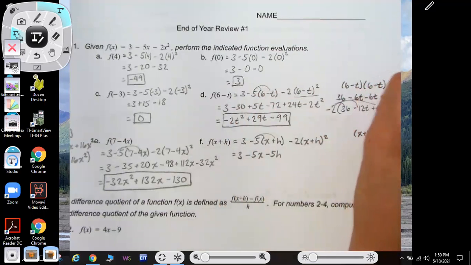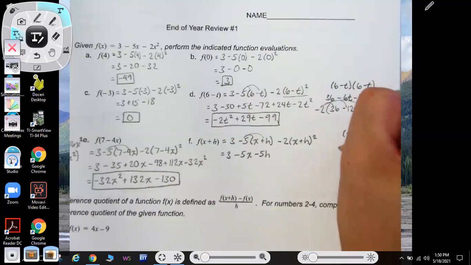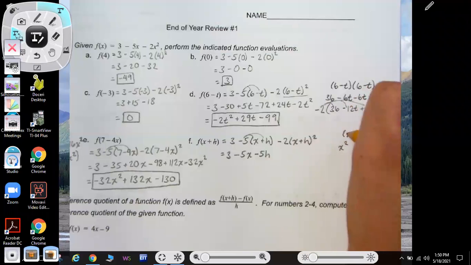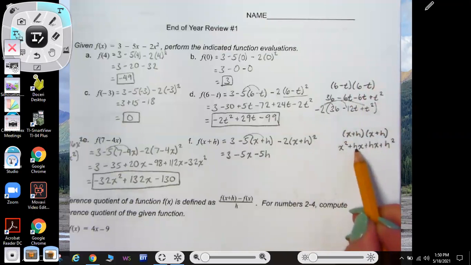So I'm going to use some space to do some scratch work again. x times x is x squared. x times h is just hx. h times x is just hx. And h times h is h squared. If you have these written in a different order, like xh, that's fine too.